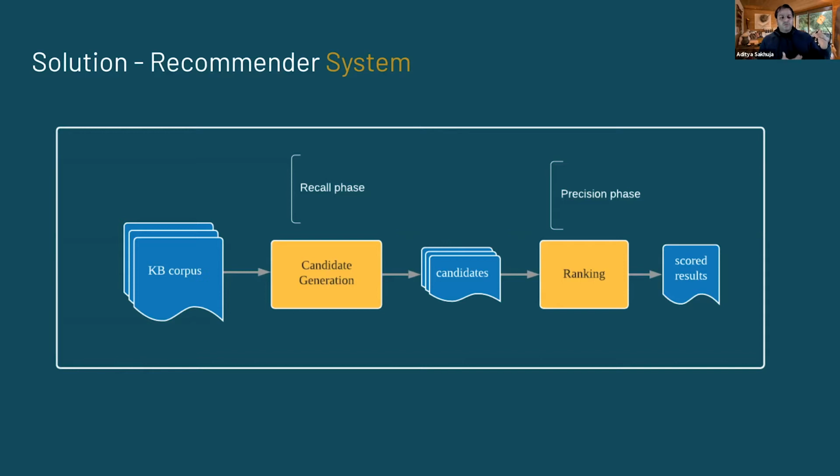So from hundreds of thousands of articles, we come down to a smaller set, which is of the order of thousands and manageable by the ranking layer. And finally, the ranking layer, which is a precision layer, scores the candidates, and we get the scored results to be rendered.